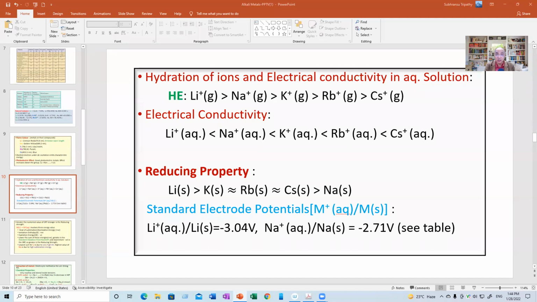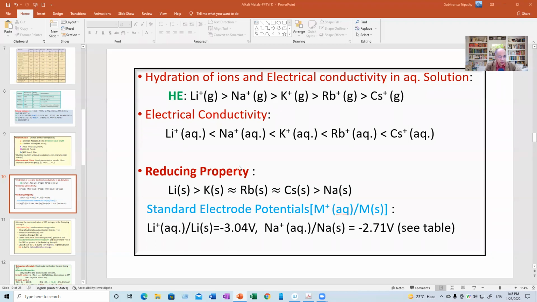It is because the amount of energy released during hydration is quite high due to the small size of Li+. That makes the process highly spontaneous and much more spontaneous than any other. So the property which is responsible for making lithium first is the highest hydration enthalpy.